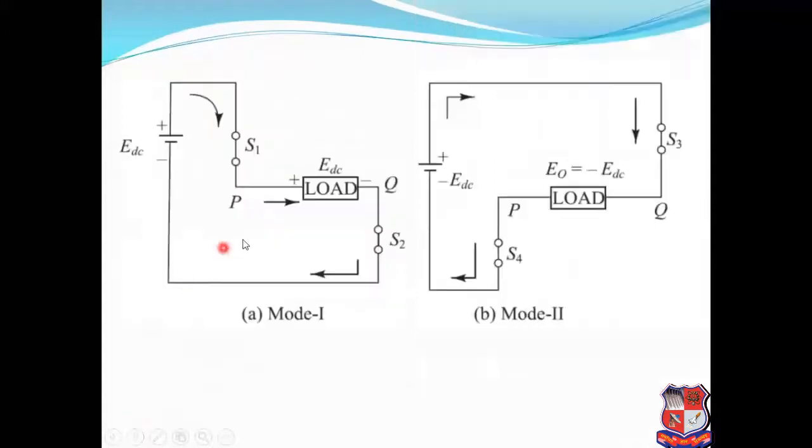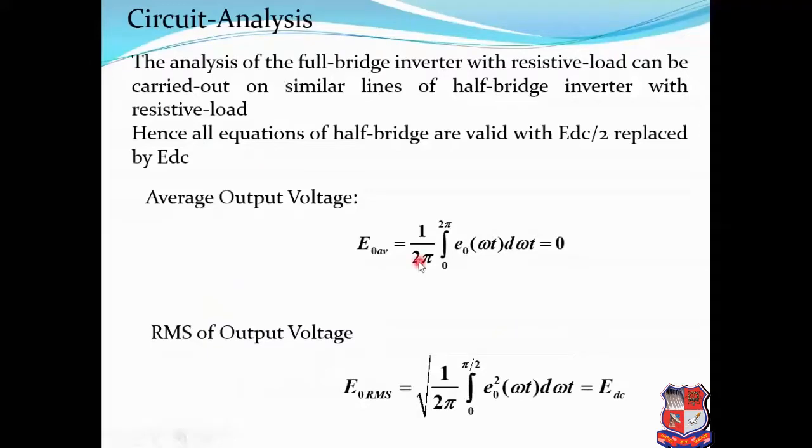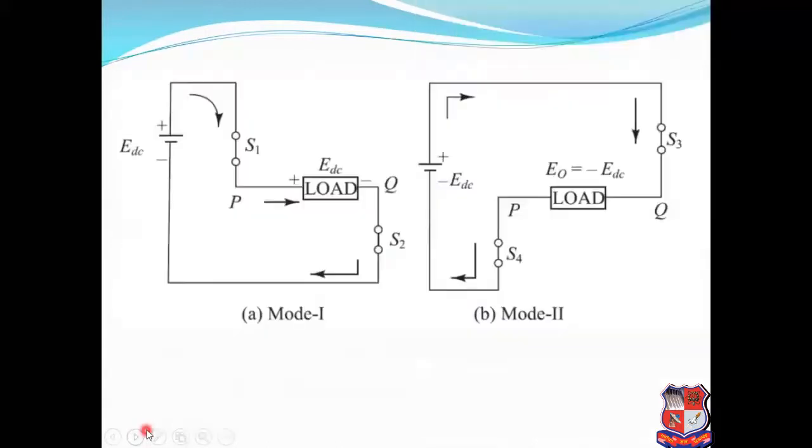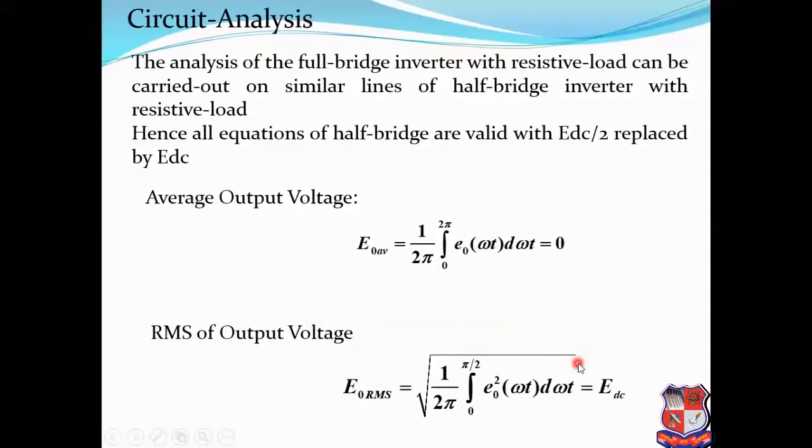So this is the operation of it, and this is the equivalent circuit diagram for mode 1 and mode 2. In mode 1, switches S1 and S2 are on and the direction of current is shown here, and in mode 2, S3 and S4 are on and the direction of the current is seen over here. So circuit analysis: the average output voltage will be 0, as we can see from the waveform, that from 0 to T by 2 the output voltage is positive and its time period is equal to the time period of the negative voltage, that means the average voltage will be 0, and the RMS output voltage in this case will be VDC.